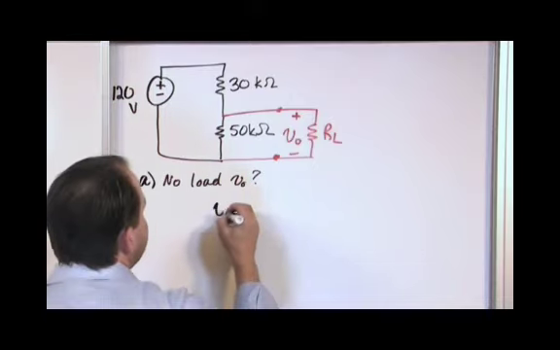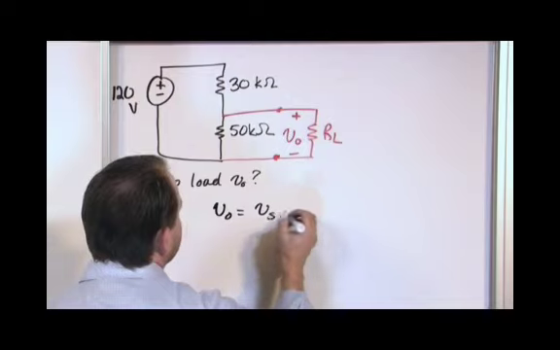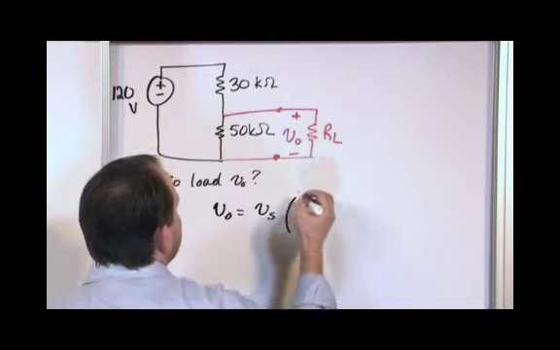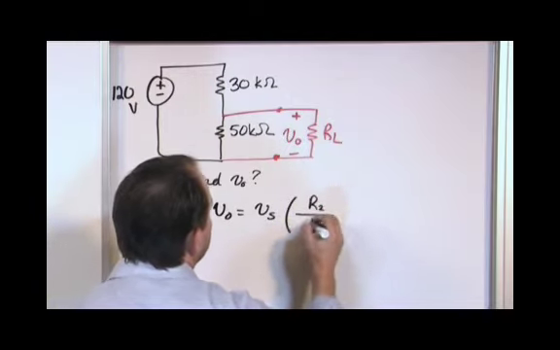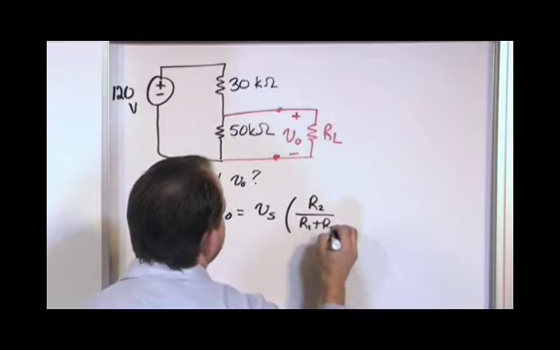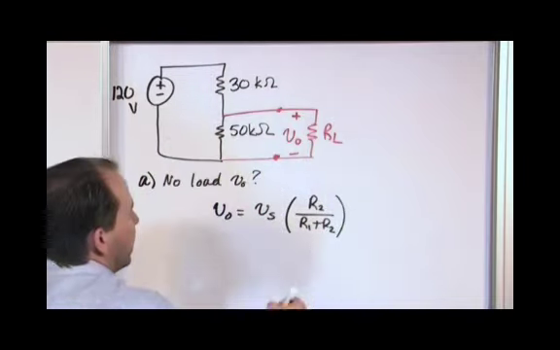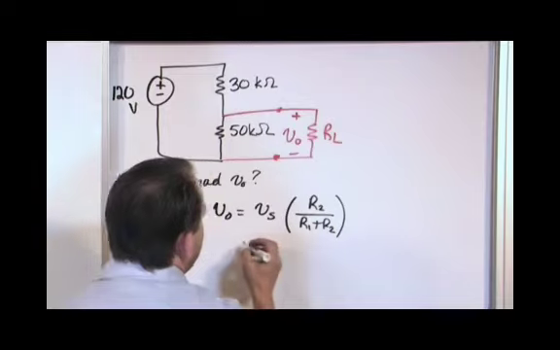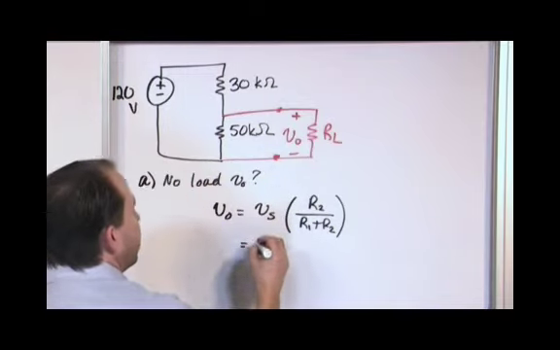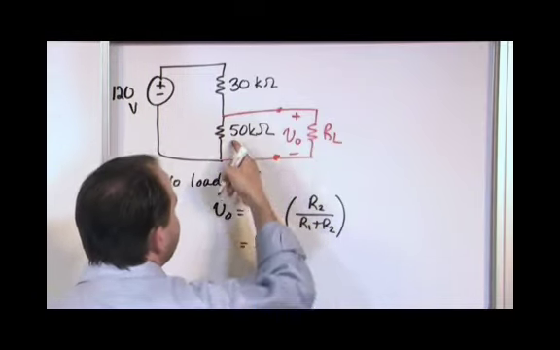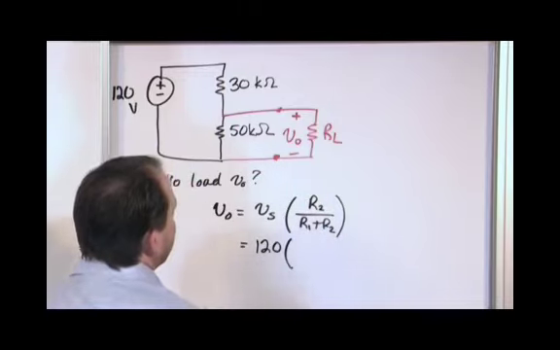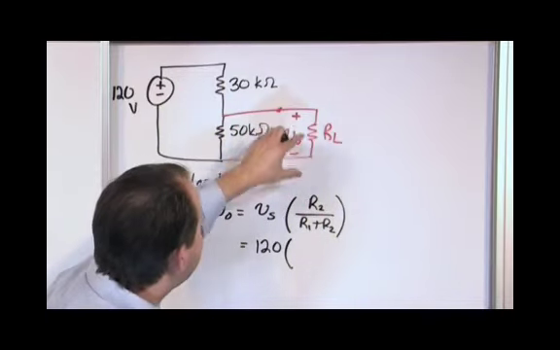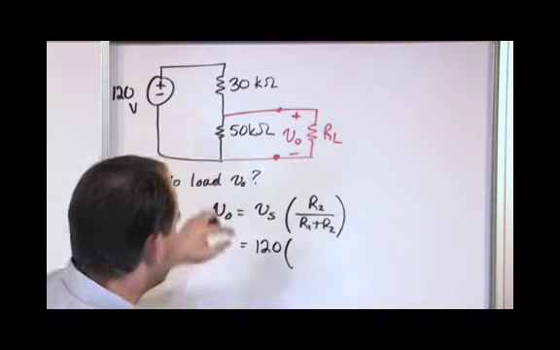So V naught is equal to the source voltage times, in this case, R2 over R1 plus R2. I'm just kind of saying this is R1 and R2. We can think of it however you want. But what you have here, V sub S, that's 120 volts. The resistor in question is the one you're tapping off of, divided by the sum of the two resistors.